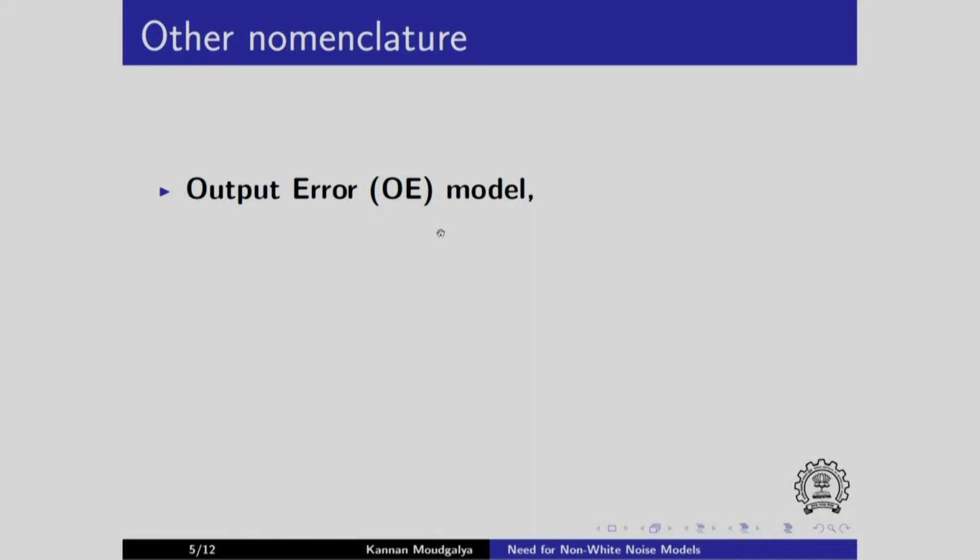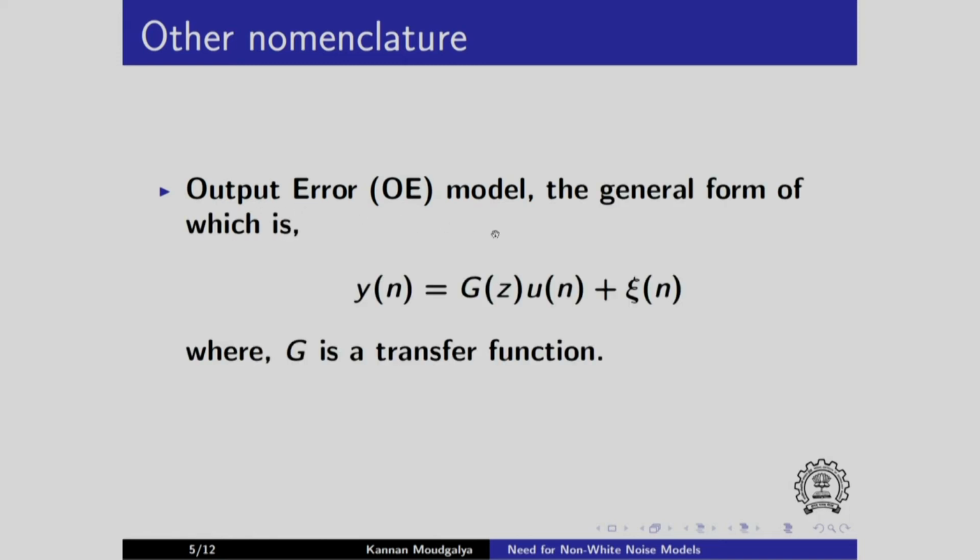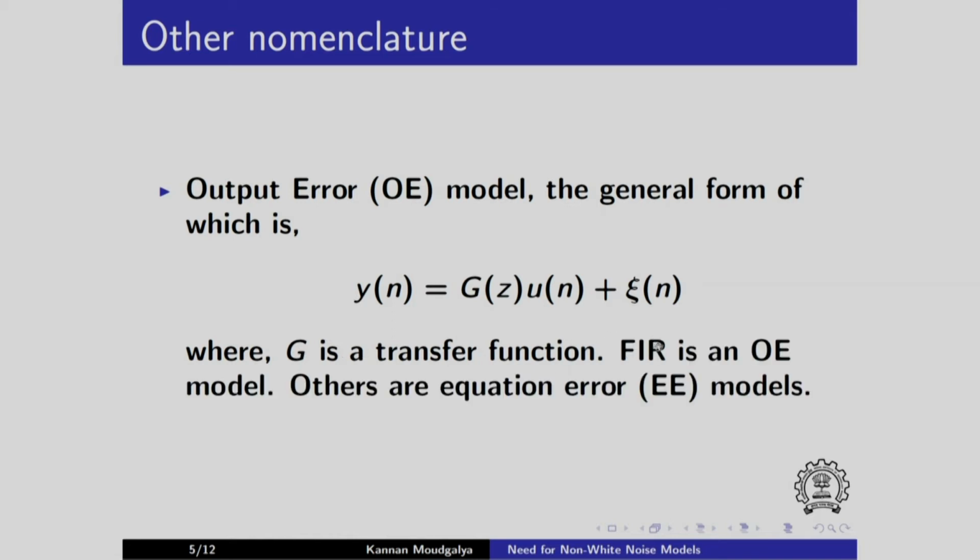There is one other nomenclature, the output error model, the general form of which is given here, and this is something we studied in the FIR also. G is a transfer function. FIR is an OE model, as I mentioned earlier. Others are equation error models. The ones that we studied in the previous slide are equation error models.